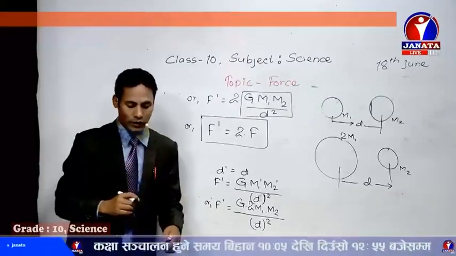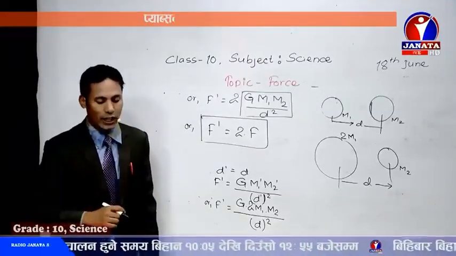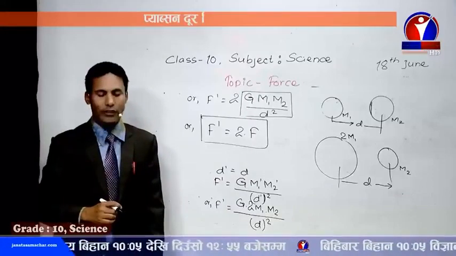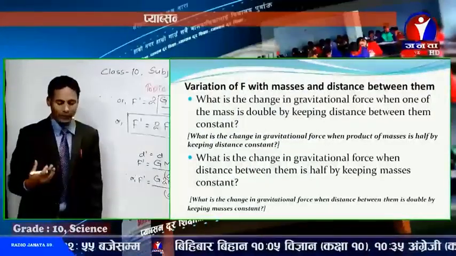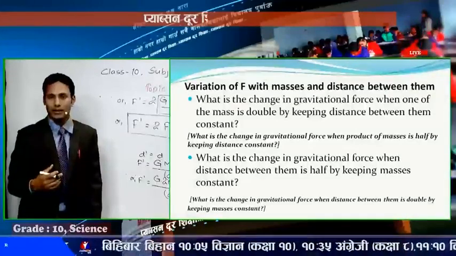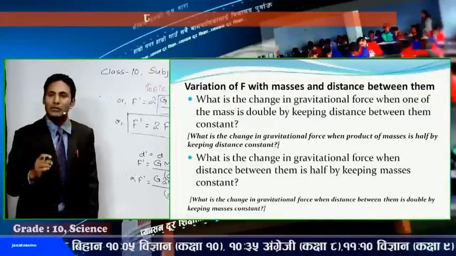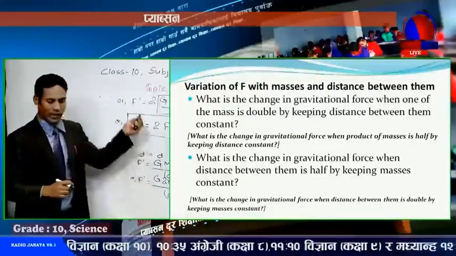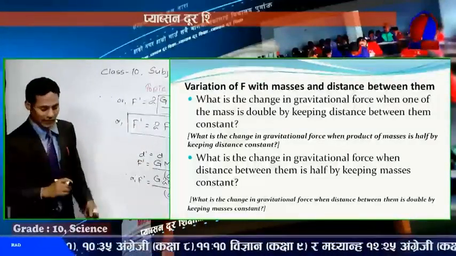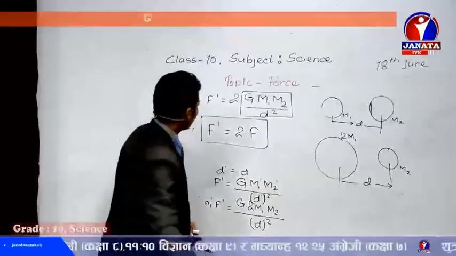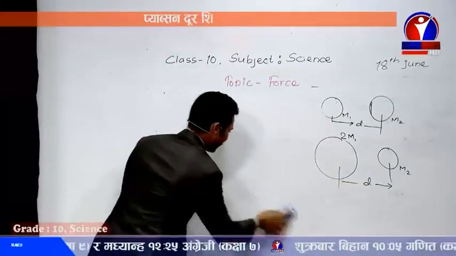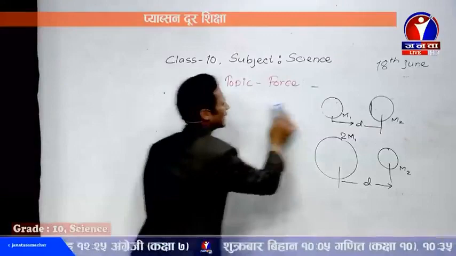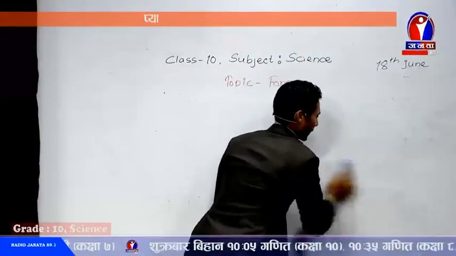Here is another question in the slide. What is the change in the gravitational force when the product of masses is halved, keeping the distance constant? That is an assignment. Please try to solve it as we have done just now. And the next one is to check the distance. What effect will there be when we change the distance? Let's see.